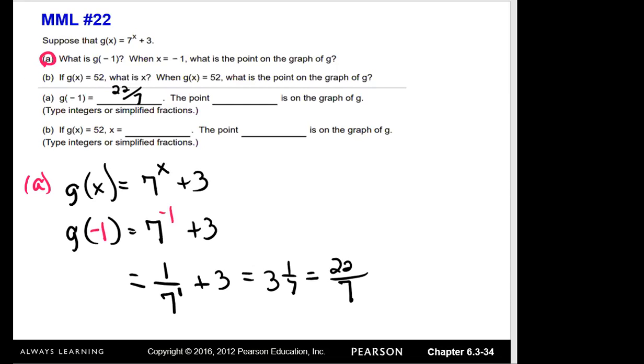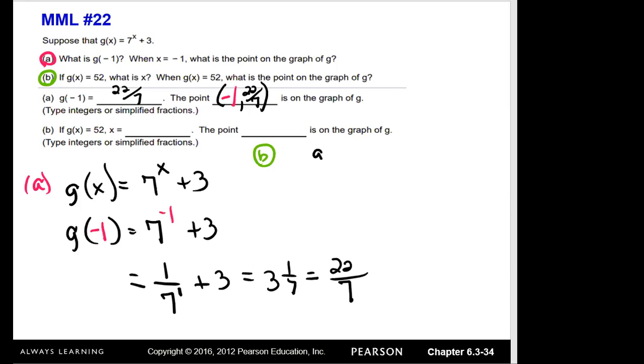And then it says the point blank is on the graph of F. They're asking for a point, so they want an ordered pair. So our ordered pair would be, the x coordinate was negative 1. And then we just found the answer is the 22 sevenths. All right, and then part B says, if g of x equals 52, what is x?